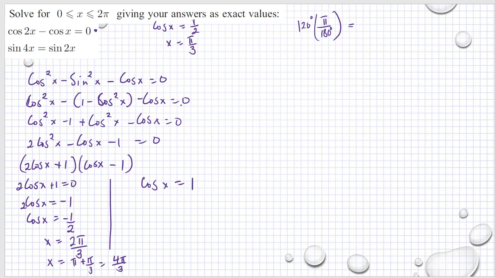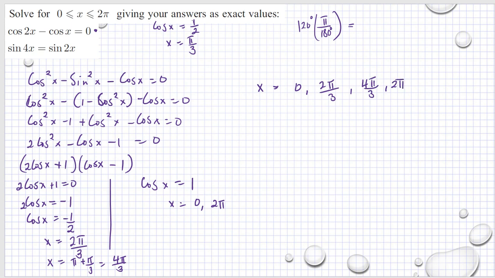Okay, that's the second. We have cosine x is equal to 1. That is positive. So we know that x is equal to 0, and we have 2 pi because it's positive. So our x now is equal to 0, we have 2 pi over 3, and then we have 4 pi over 3, and we have 2 pi.